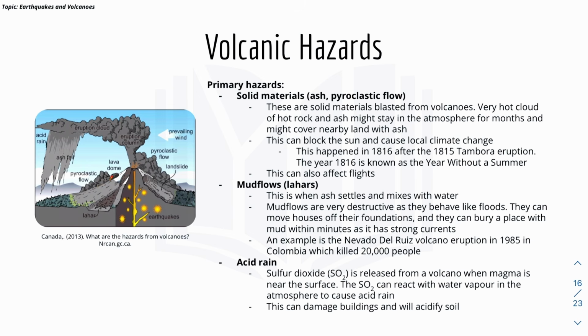And number 2, we have mudflows or lahars, and this is when the ash from the volcano gets ejected and settles and mixes with water. And this basically causes mudflows, which are very destructive as they can behave like floods and they can destroy houses and move them off. And here's an example. And then we have acid rain, where sulfur dioxide, SO2, is released from a volcano where magma is near the surface, and this can react with water in the atmosphere or the water vapor to cause acid rain.